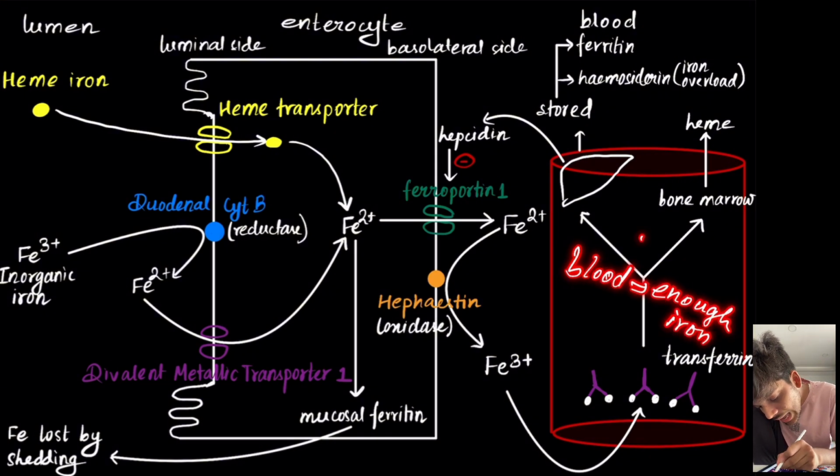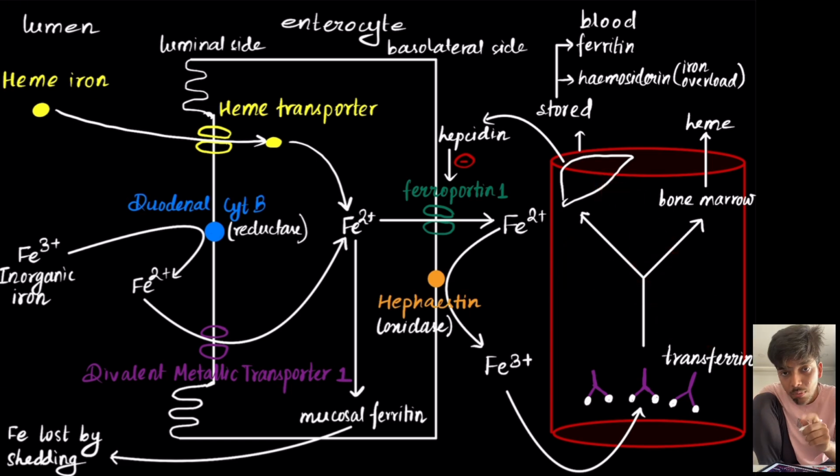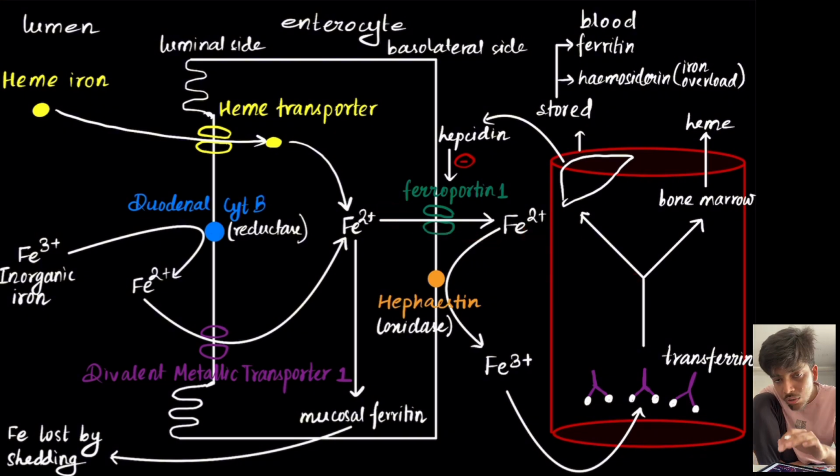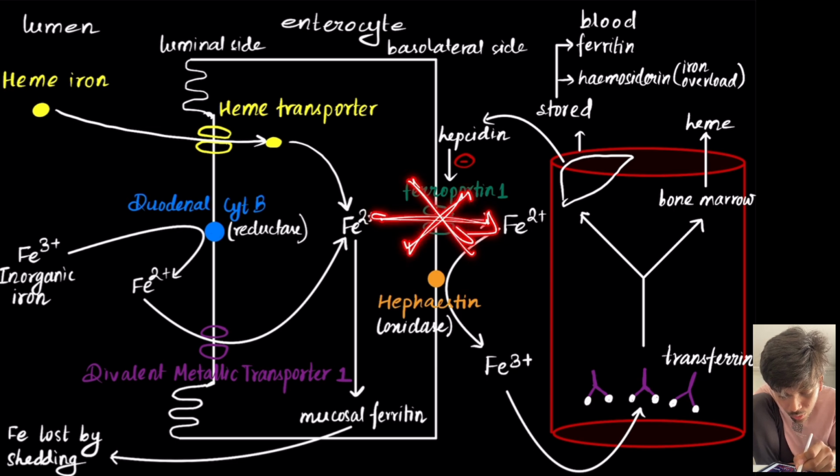That is why the excess is being stored in the liver. That means the blood no longer requires more iron. It does not require more iron. So what should be done? This should be stopped. More absorption of iron, more entry of iron into the blood should be stopped.